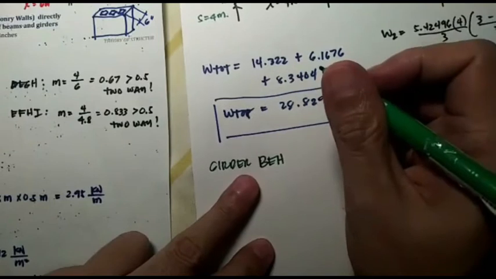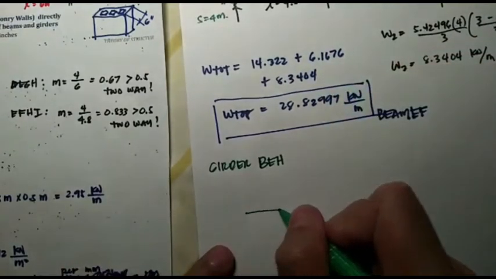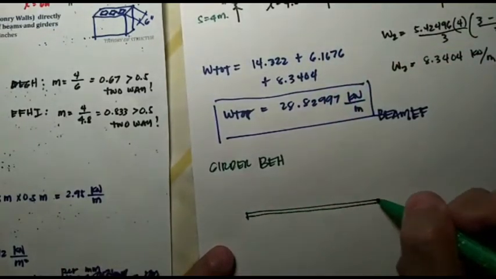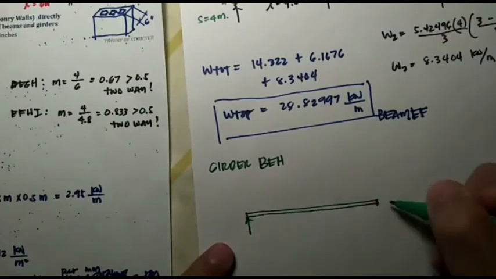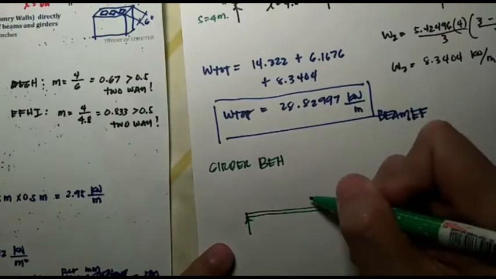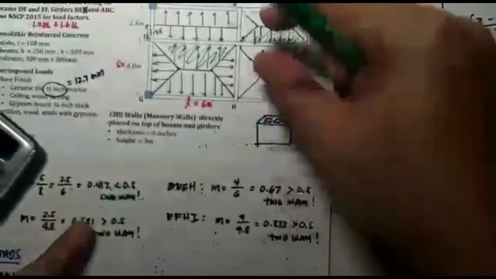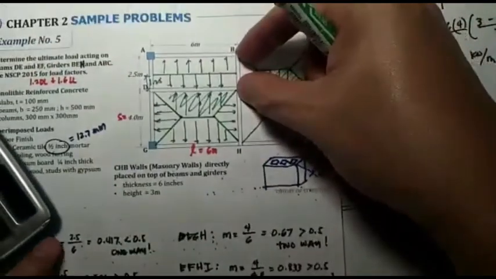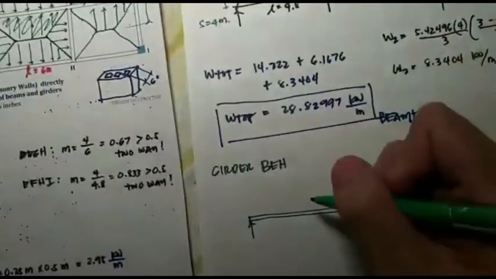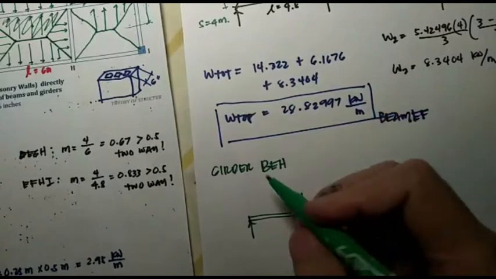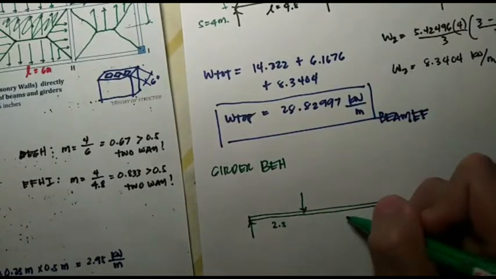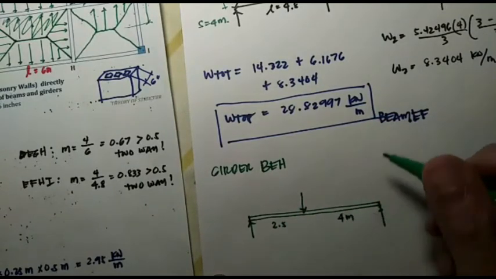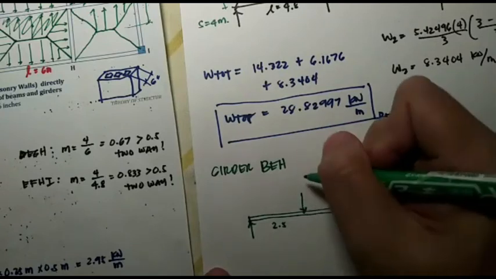Okay, so for girder BEH, let's say this is the beam, this is the girder. So this is the support, this is the support. Okay, so let's say this is 2.5 meters, and this is 4 meters. So here the 2.5, and this is the 4 meters. Okay, so this is the reaction.